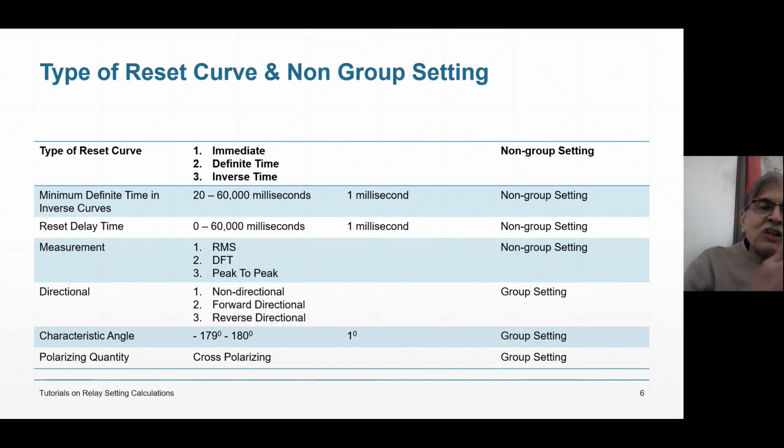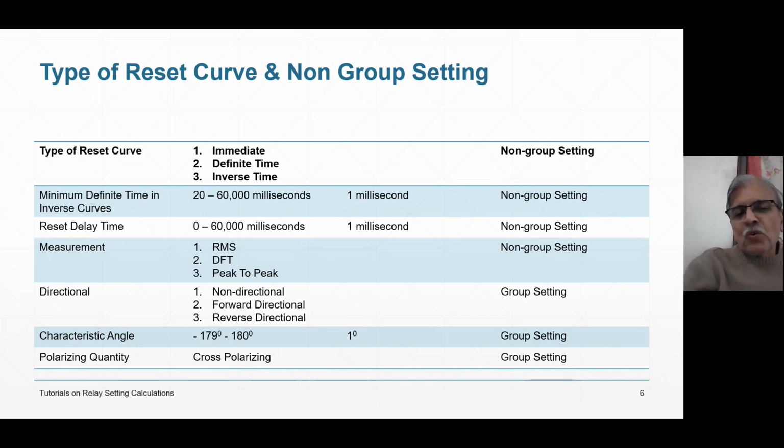Similarly, reset curve. Within how the relay will reset. That means once the current is cut off, once the fault is cleared, whether the relay will reset immediately or you want definite time. It will reset after 3 seconds. Definite time or inverse time. It will in an inverse way. If the fault current is large, it will come to normal, inoperative state after inverse time. Reset curve also you can select, but that is non-group.